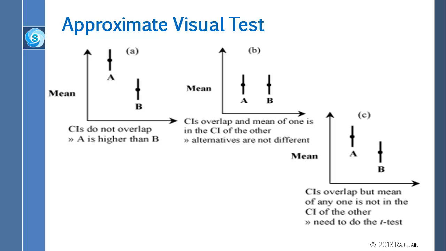Do you feel comfortable that if I show you two confidence intervals, then you have to check. What do you have to check? You have to check whether they overlap or not. If they don't overlap, the decision is done. If they overlap, how much do they overlap? If they overlap so much that the mean of one is in the confidence interval of the other, the decision is done. If they overlap little, then you need more.